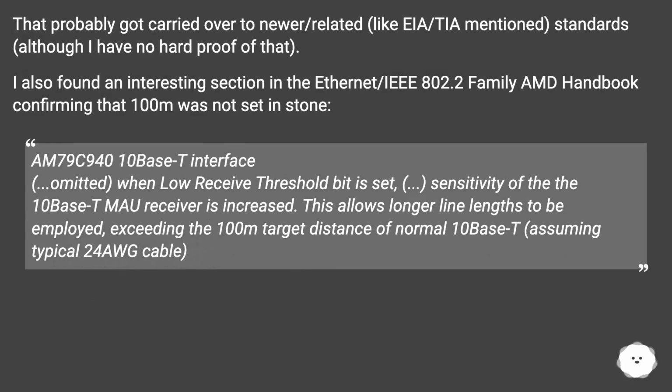That probably got carried over to newer related standards, like EIA/TIA mentioned, although I have no hard proof of that. I also found an interesting section in the Ethernet IEEE 802.3 family AMD handbook confirming that 100 m was not set in stone. Am79C940, 10BASE-T interface, omitted. When the low receive threshold bit is set, the sensitivity of the 10BASE-T MAU receiver is increased. This allows longer line lengths to be employed, exceeding the 100 m target distance of normal 10BASE-T, assuming typical 24 AWG cable.